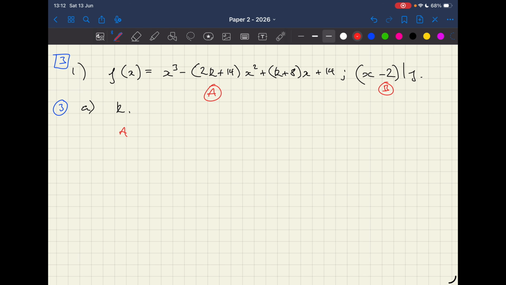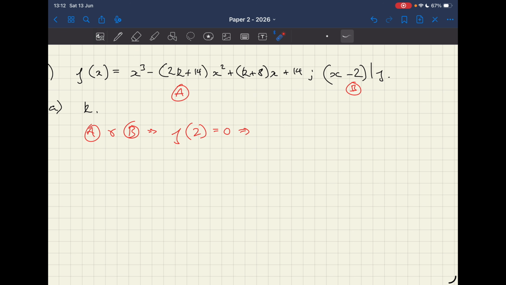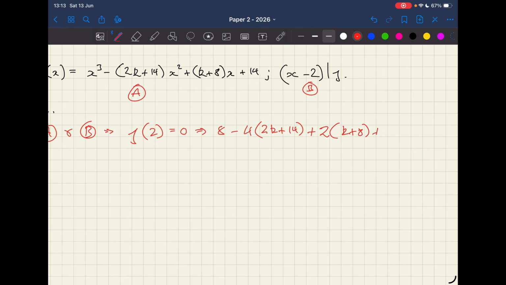They tell us, using the factor theorem, so fact A and fact B, that when we plug in 2 to f of x, we should get 0. So let's do that. If we plug it into the top bit, we're going to have 2 cubed, which is 8. Take away 2k plus 14, times by 2 squared, which is 4. Then for the next bit, again, k plus 8, but we've got times by x, so times by 2. K plus 8, and then plus the 14. And that should equal 0.